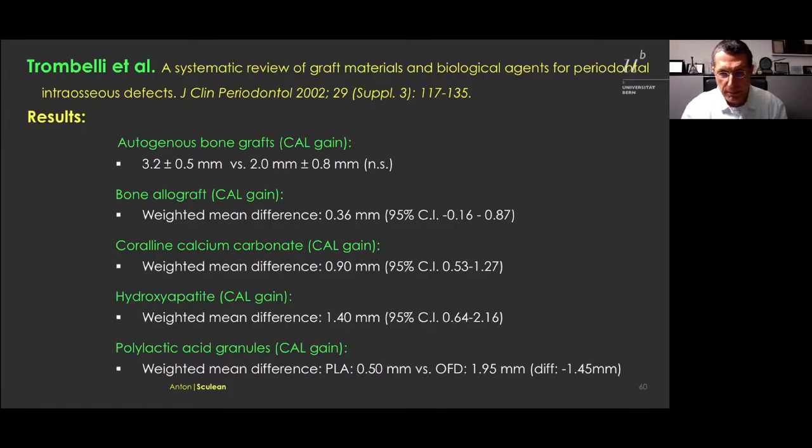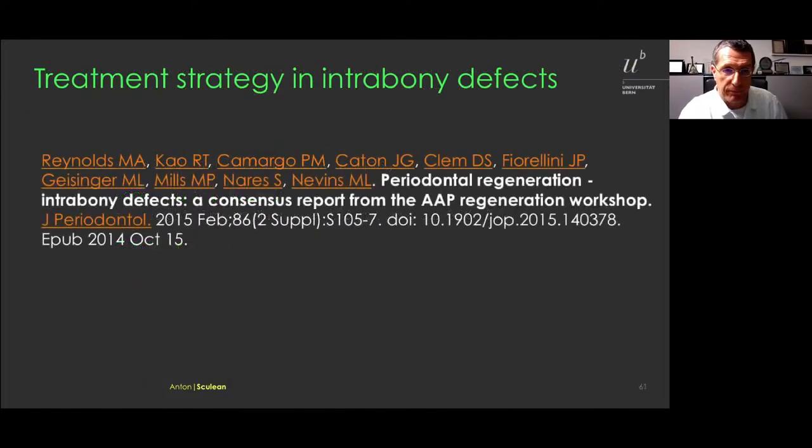Also some other biologic materials, but if you look at some lousy materials, like for example polylactic acid granules that are biologically not founded, we have defect deterioration, resorption of the bone of about 1.5 millimeters. In other words, 1.5 millimeters worse than doing nothing, just opening the flap. So that's why select the right material, but also select the right flap design and perform the right surgery.